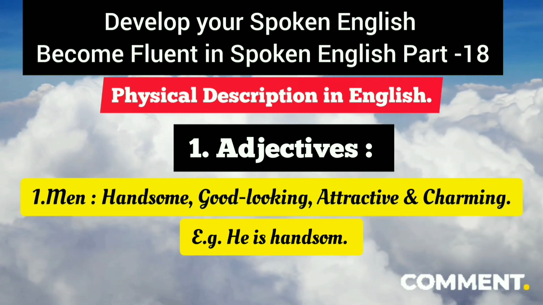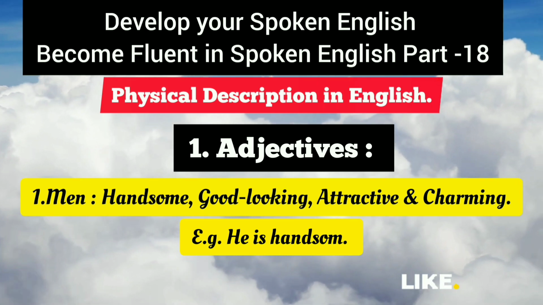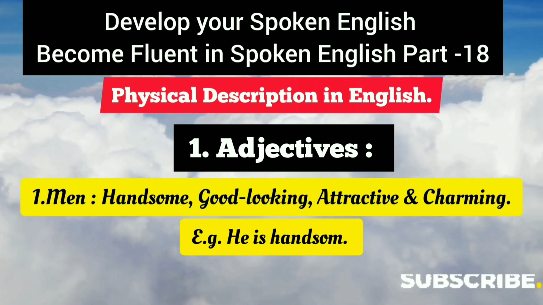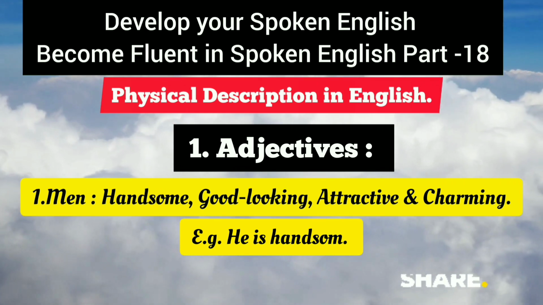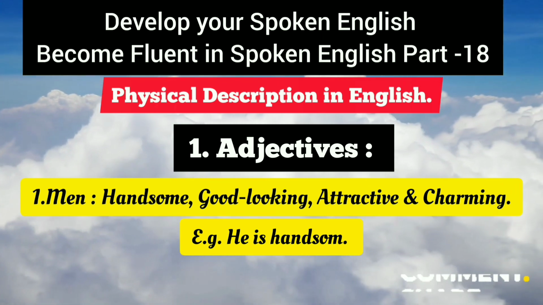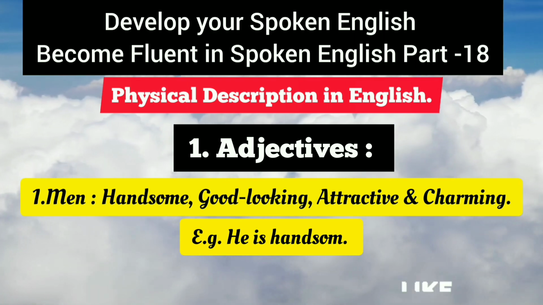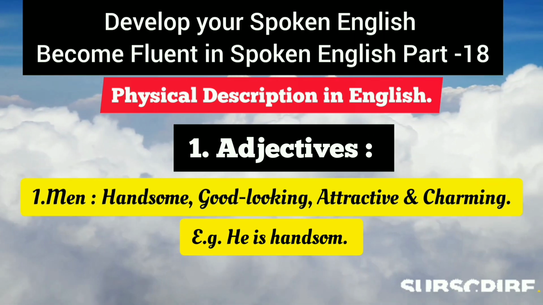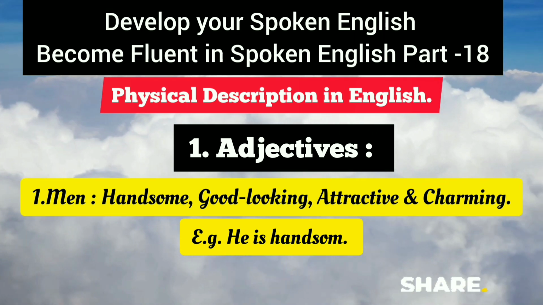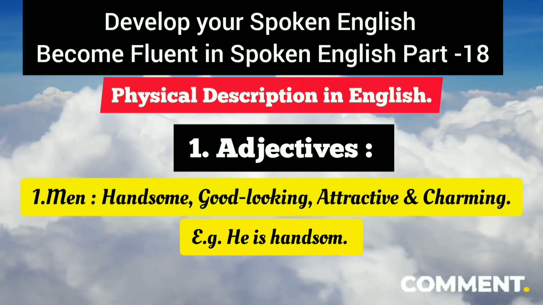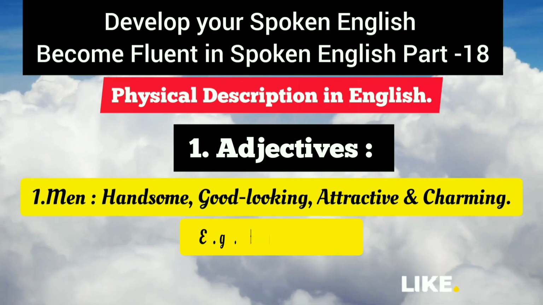And apart from that, you can use other adjectives like good looking, attractive, or charming. He is quite attractive, he is quite charming. Charming is also used, it also talks about someone's personality. He has a charming personality. So this way you can describe a man. Up next, I will show you how to describe a woman.